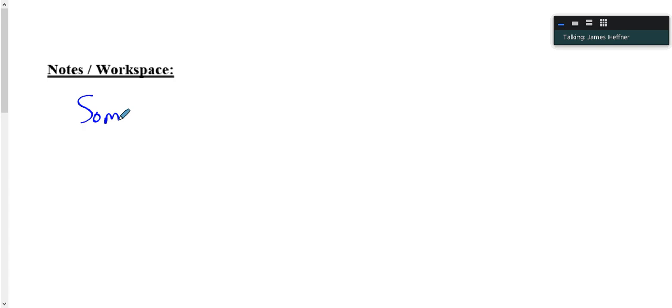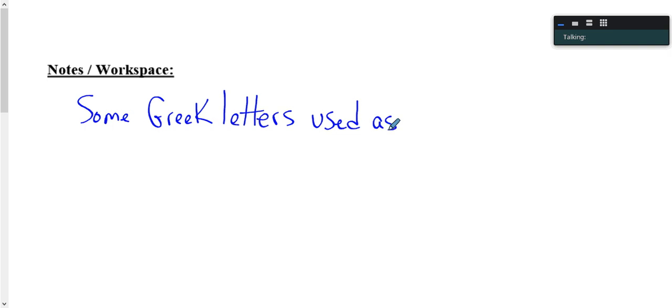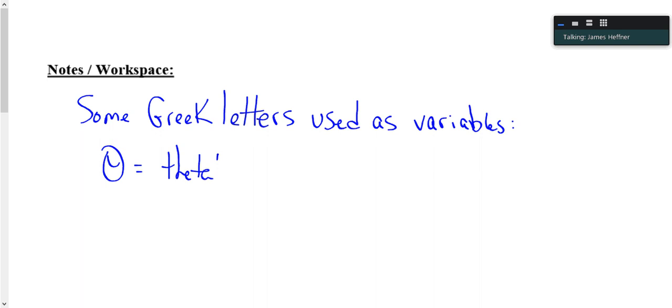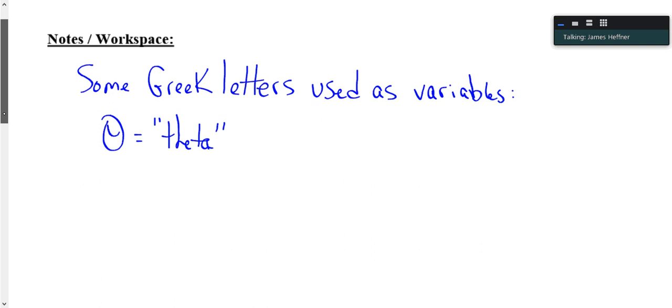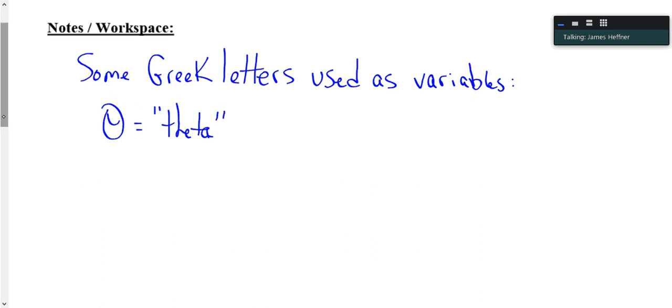So, some Greek letters that we commonly use as variables. Not all of them, just a few you'll see in this unit. You're probably all familiar with this one, theta. And by the way, we most of the time use these for angle measures. It's just a variable like X, Y, or Z, but when we start talking about angles, it's nice to have a different set of things. So hopefully you've heard about theta in geometry class.